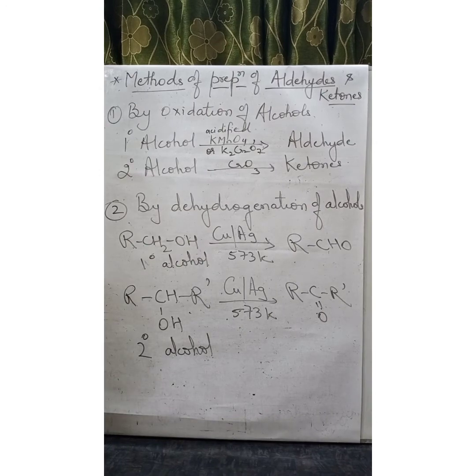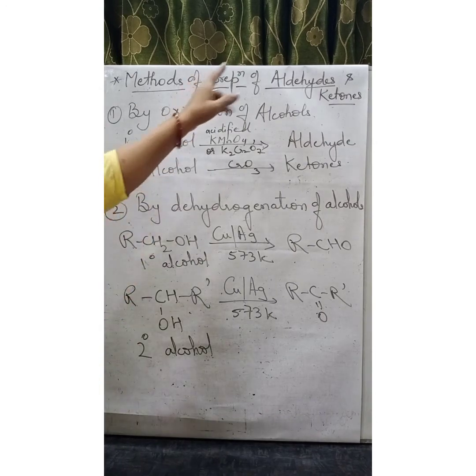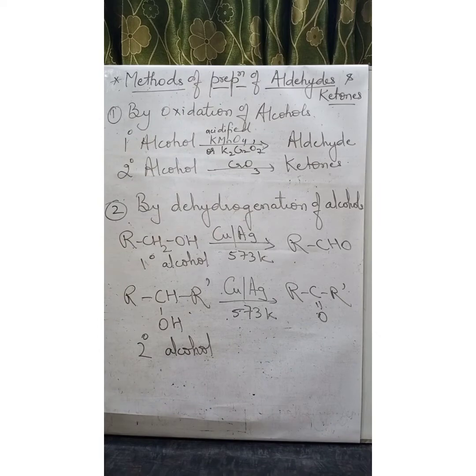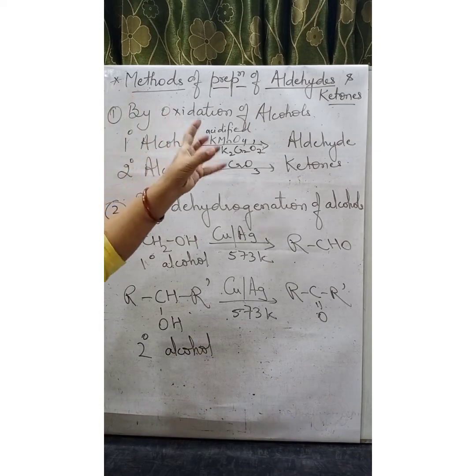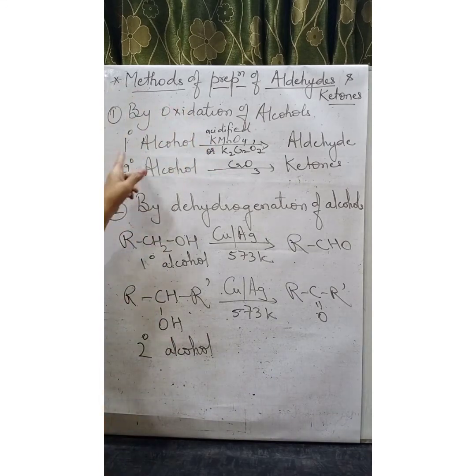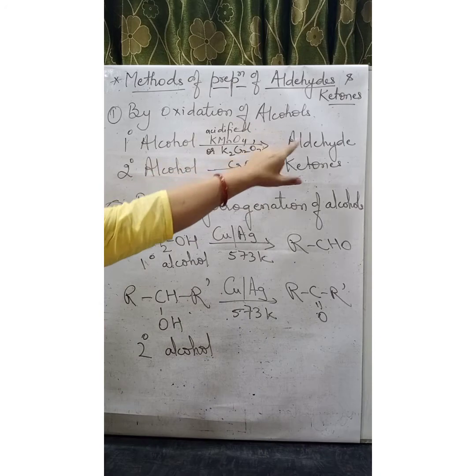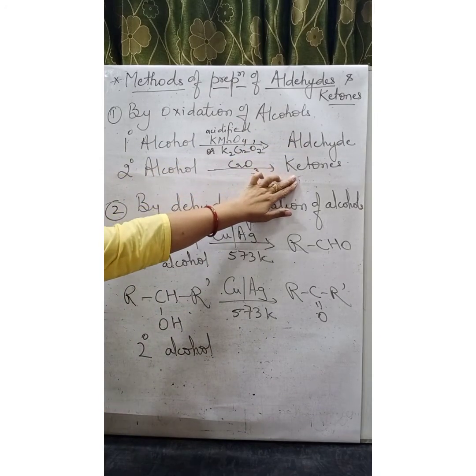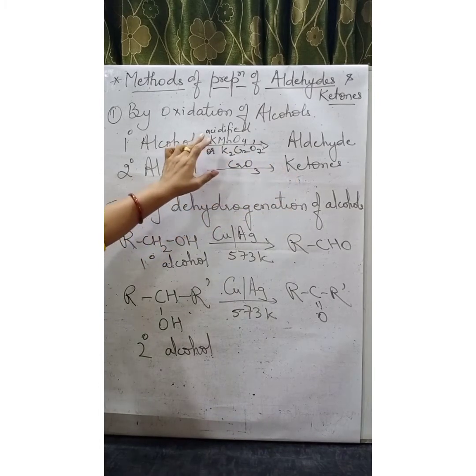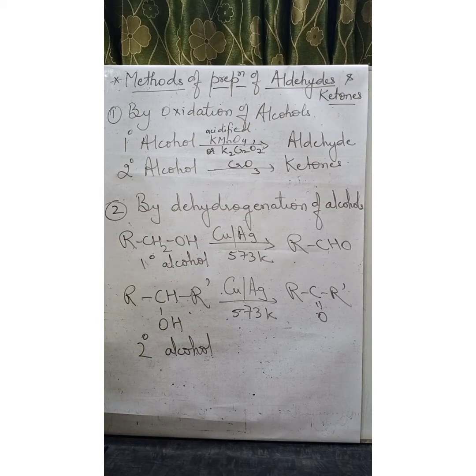Let us see first of all the methods of preparation of both aldehydes and ketones together. The first way by which aldehydes and ketones can be prepared is by oxidation of alcohols. In presence of common oxidizing agents, 1 degree alcohol gives aldehydes whereas 2 degree alcohol gives ketones. The common oxidizing agents are acidified KMnO4 or K2Cr2O7, PCC or chromic anhydride CrO3.